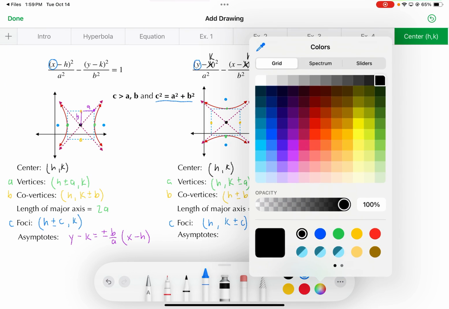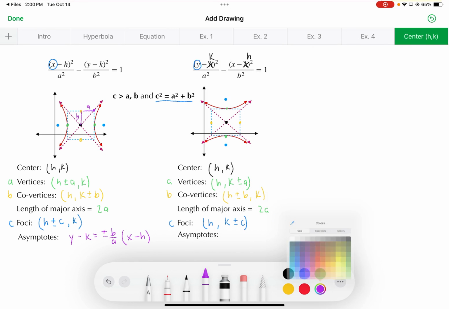All right, and then what do you think the slopes are of the asymptotes this time? Yeah, it'll just be a over b instead of b over a. So y minus k equals plus or minus a over b times (x minus h).